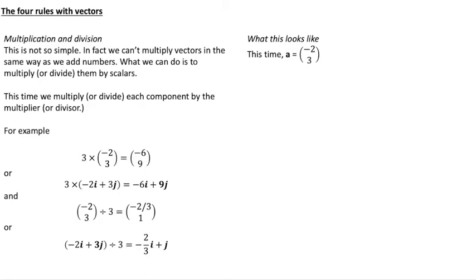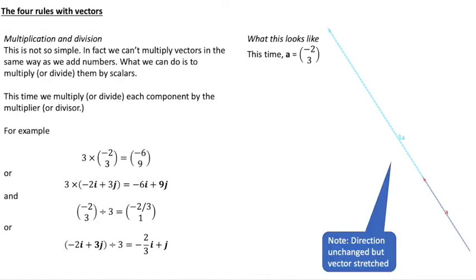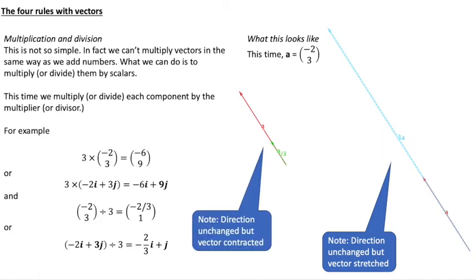So what does it look like? Well, this time a is minus 2, 3, and if we multiply it by 3, we can see that we have a there in red and 3a, and what we notice is that the direction is unchanged, but the vector is stretched by a factor of 3 in this case. And if we divide by 3, then the original vector there is in red and the vector a divided by 3 is in green, and we can see that again the direction is unchanged, but the vector is contracted instead of stretched.